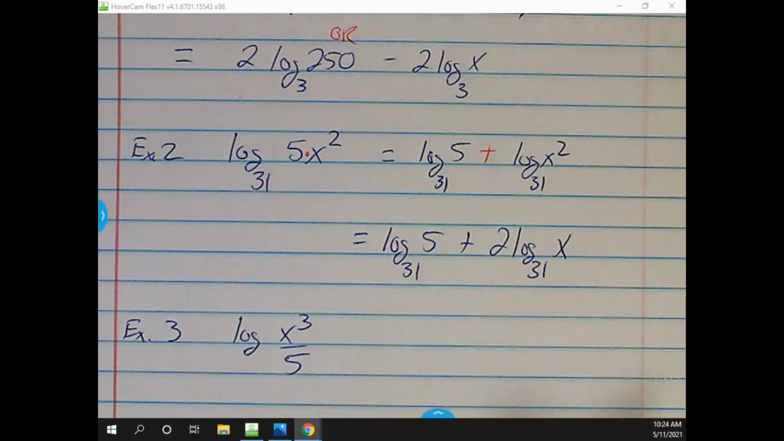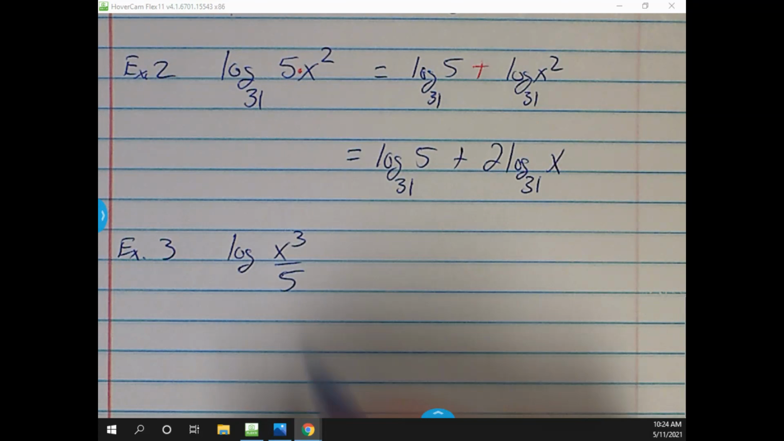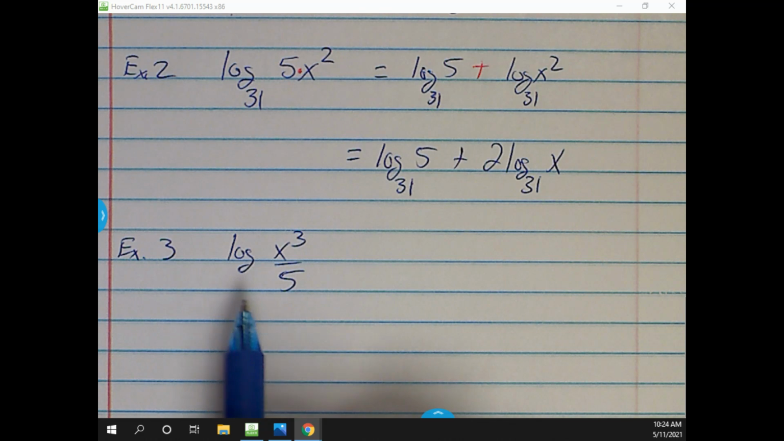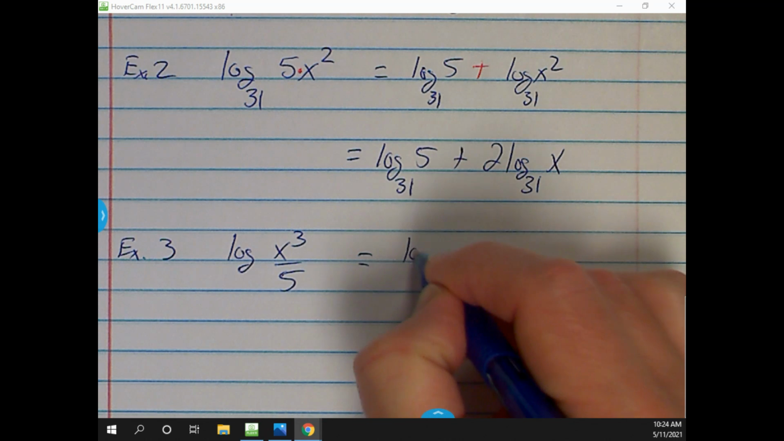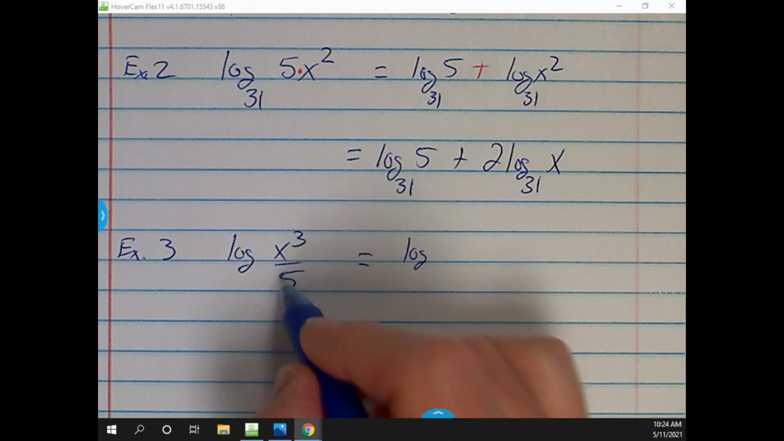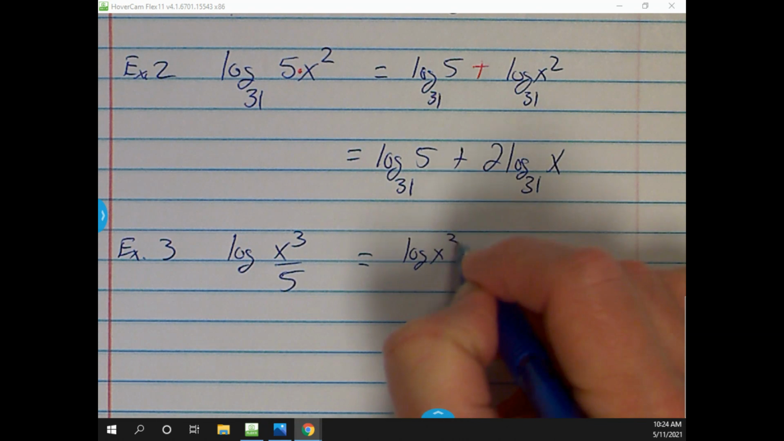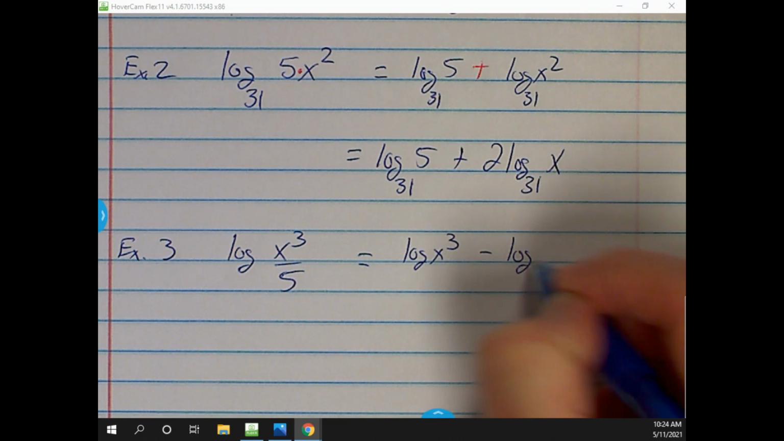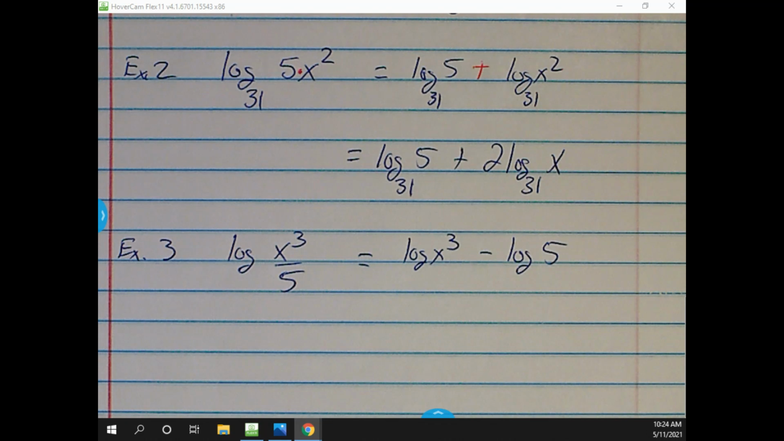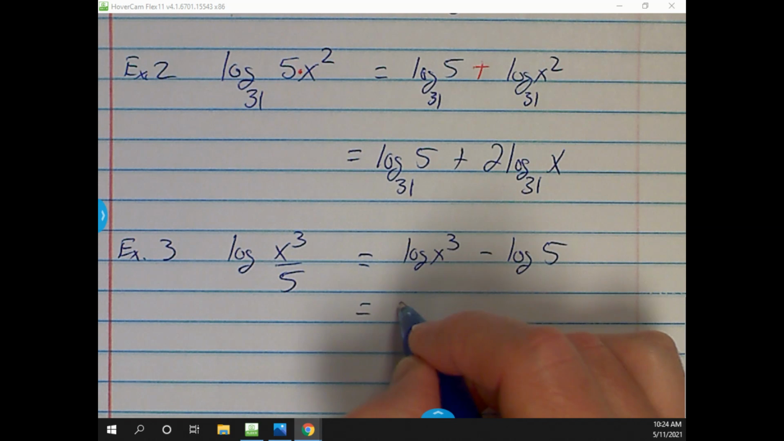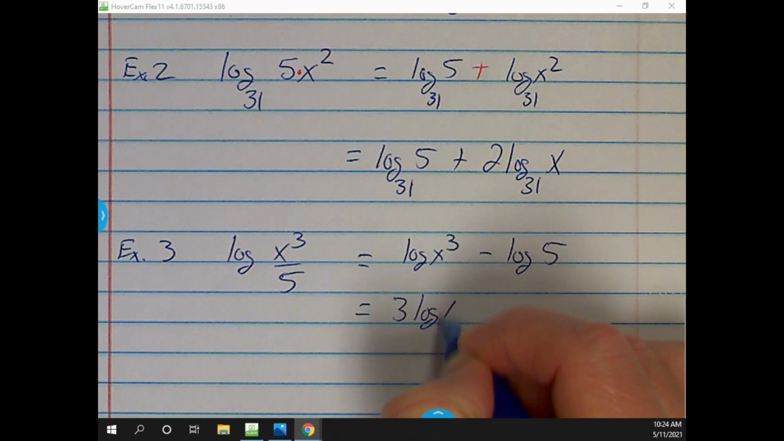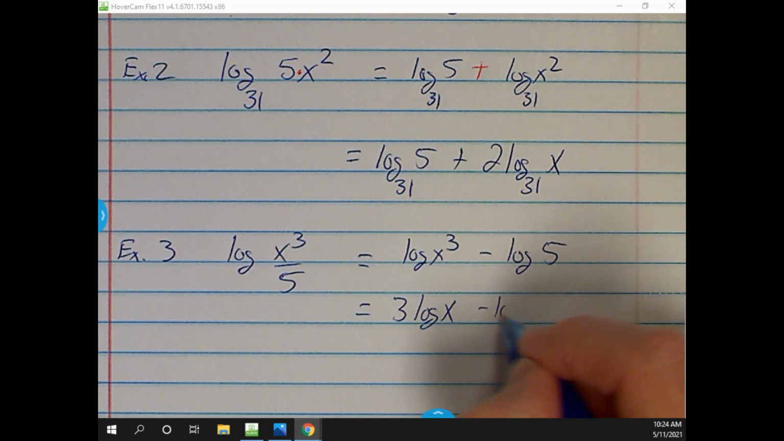Okay, and the last one we'll look at before we change it up just a little bit. We've got log of x to the third over 5. If they don't give you a base, don't worry about a base. So for this one, it's the division part. So it's just x to the third divided by 5. So we'll make it log of x to the third minus log 5. And then because of the 3, we'll take the 3, move it in front, make it 3 times log of x, and then minus log 5.